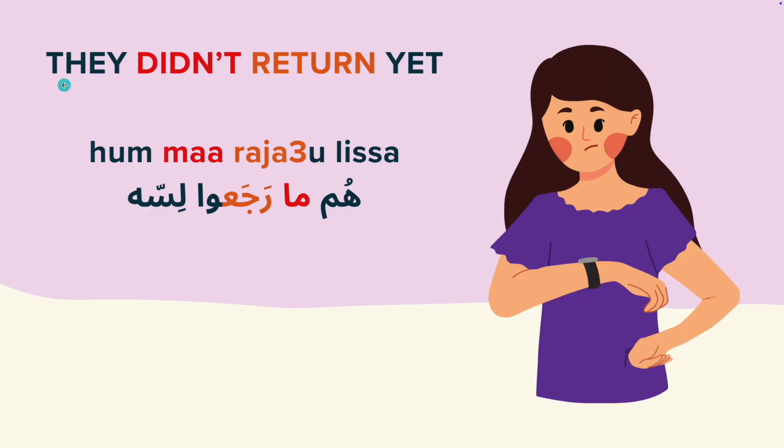And finally, if you want to say that they didn't return yet, and in here you will learn also how to negate verbs in the past tense. Again, we use the particle ma to negate everything in Arabic, okay? So the root verb to return is raja. To say didn't return, just say hum ma raja'u lissa. Hum ما رجعوا. They didn't return. هم ما رجعوا لسه. لسه means yet.